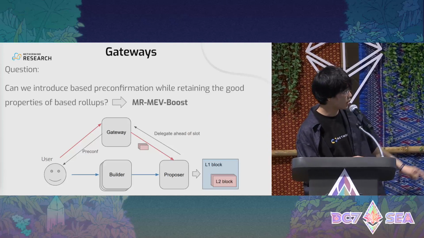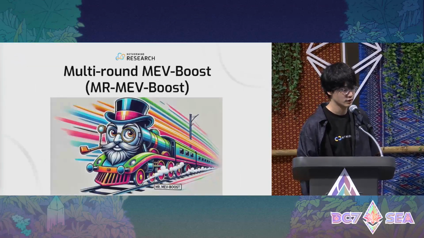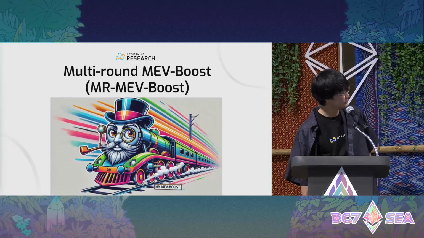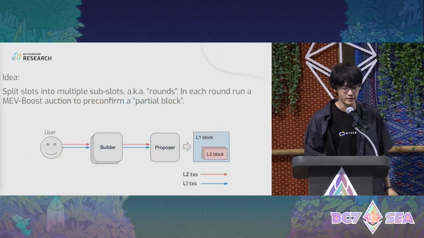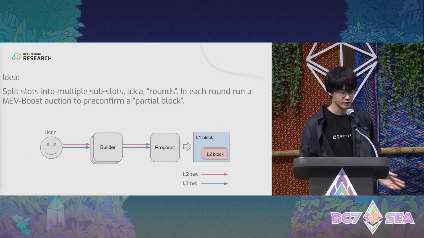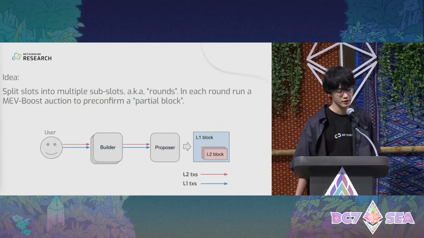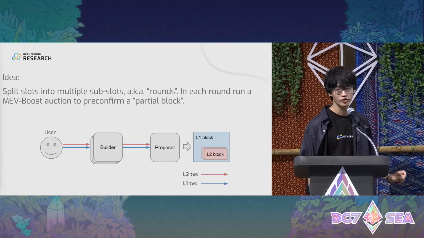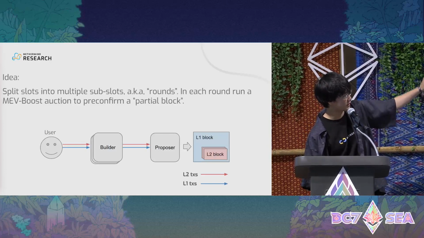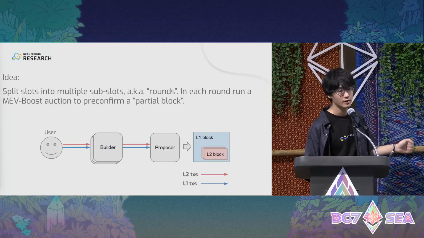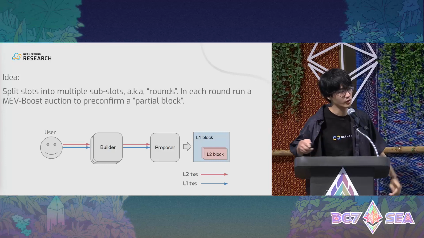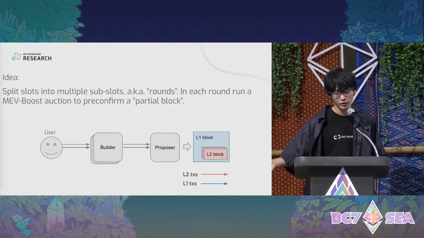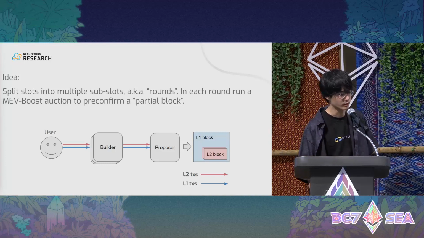And here comes our proposal, which is called MR-MEV-Boost, an acronym for multi-round MEV-Boost. The idea is this. Let's split the slots into multiple subslots, aka rounds. In each round, let's run a MEV-Boost auction to preconfirm a partial block. So this whole L1 block building pipeline that's sequencing both L1 and L2, let's run this whole thing many times during the slot. So instead of running it once in the 12-second duration, run it every 3 seconds, for example.